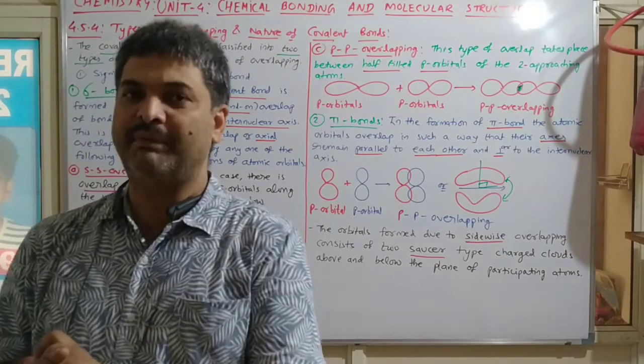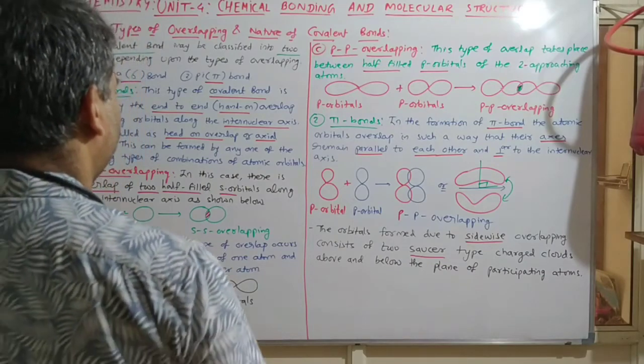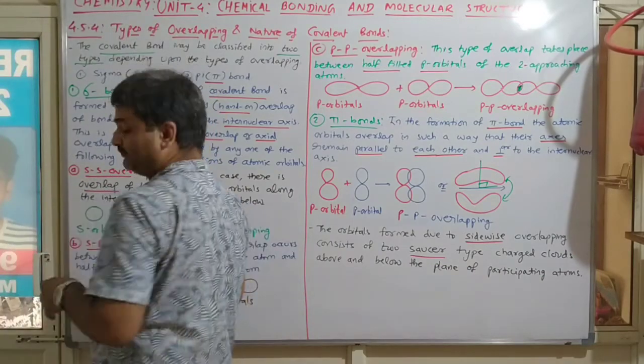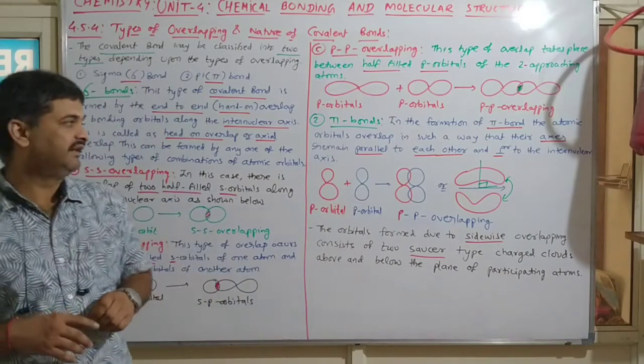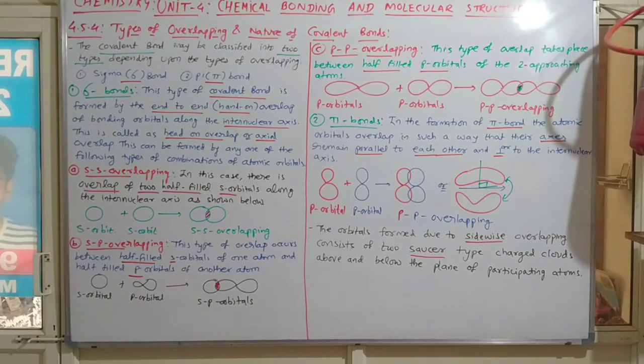Whenever we are comparing sigma bond and pi bond, the strength of sigma bond will be more as compared to pi bond. So pi bond is like one type of field, like a magnetic field, okay. So this is the complete information. Please look at it carefully in the notes.